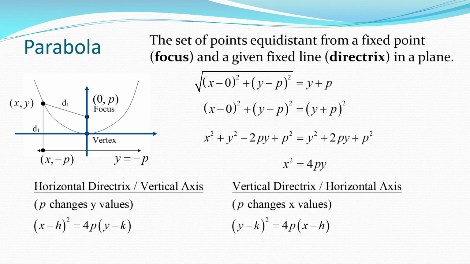Where in the first one, notice that p is multiplied to y, and p will actually change y values because you go from the vertex up or down, depending upon whether p is positive or negative, to get to the focus. In the other case, though, the p is multiplied to x. That means that p will affect x values.